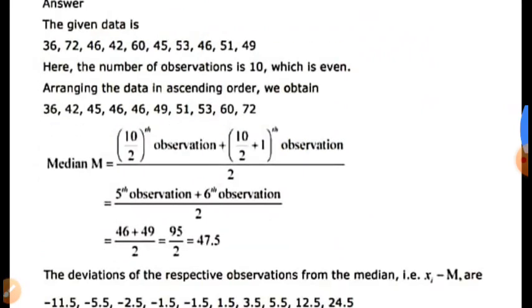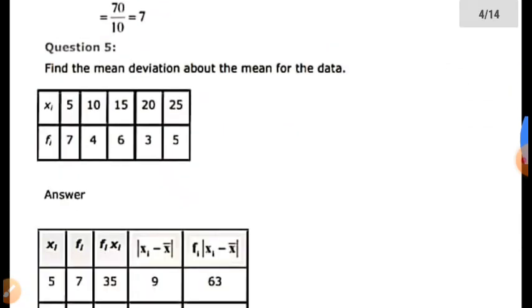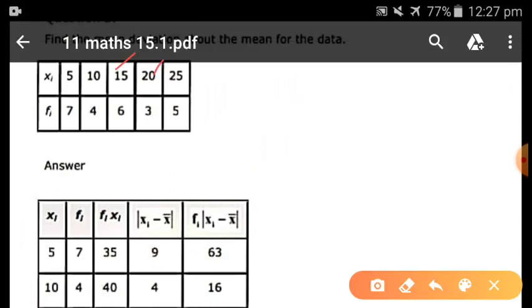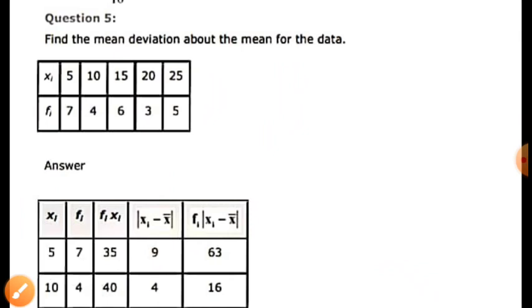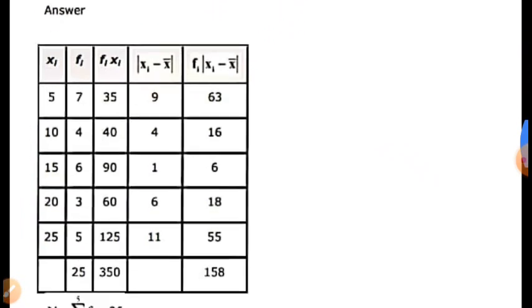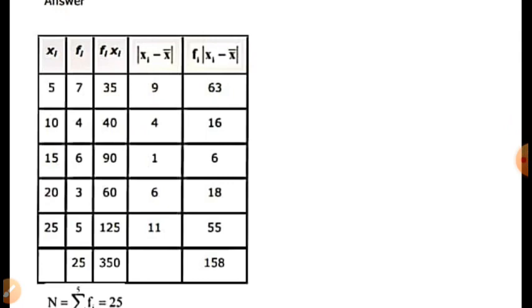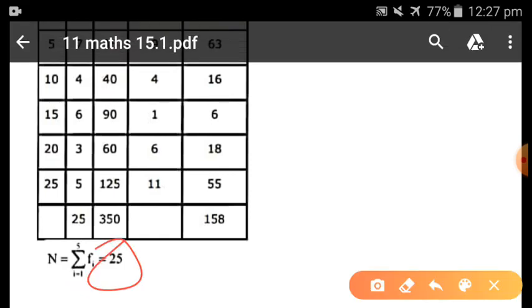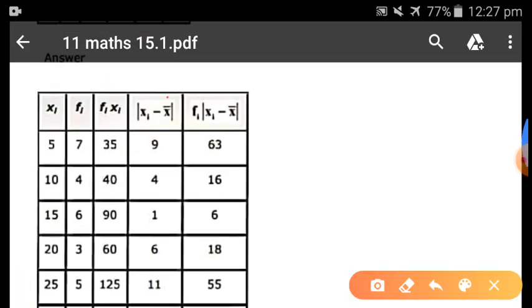Now let us go for the mean deviation about the median. This we have already learned. Here also the number of observations is the same. Now let us go for a new model problem: find the mean deviation about the mean for the following. This type of data is called ungrouped data. What is the meaning of this? Suppose 5 marks, 10 marks, 15 marks, 20 marks, 30 marks obtained by 7 members. To find the mean deviation about the mean for this data, the mean should be found using the fx column, and the sum of the frequencies is 25.